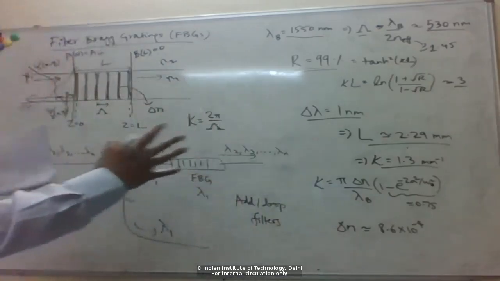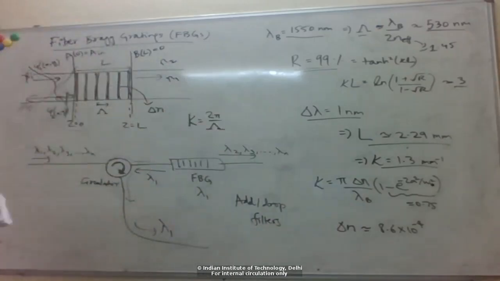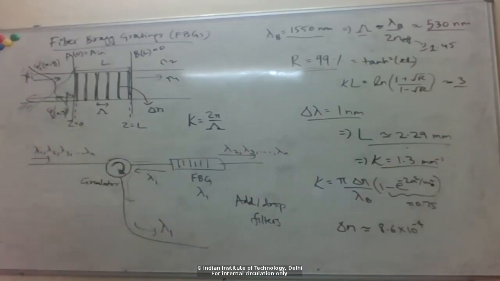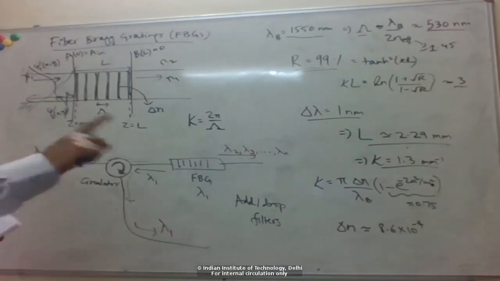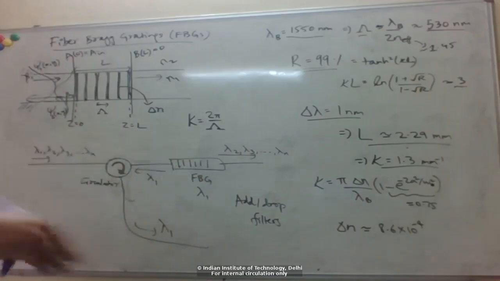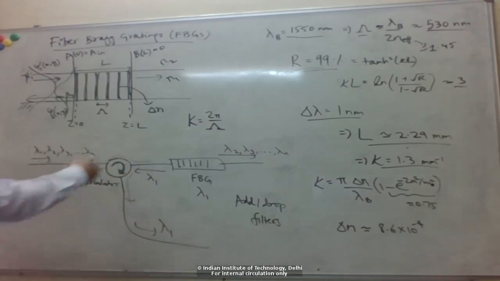FBGs are basically like mirrors at particular wavelengths, right? And you know that, for example, in lasers, we build these optical cavities where gain is going on within the cavity, right? And particular wavelengths are built up within the cavity, right? Which ultimately lase. So you can make fiber lasers using these FBGs.